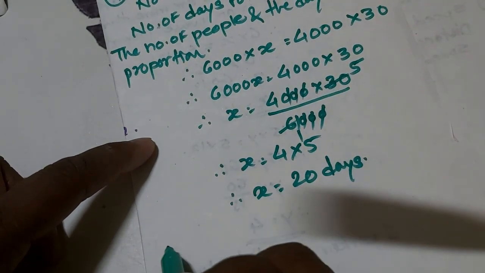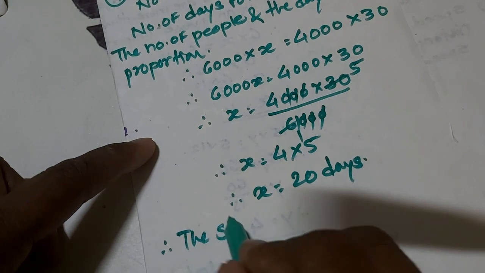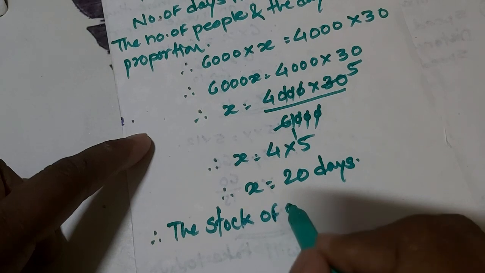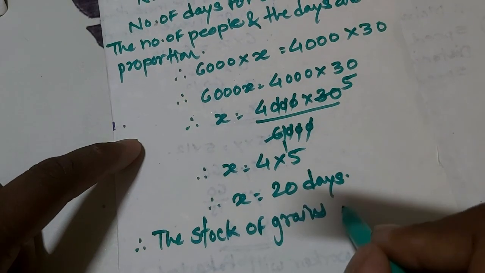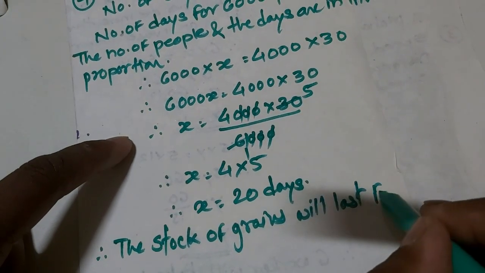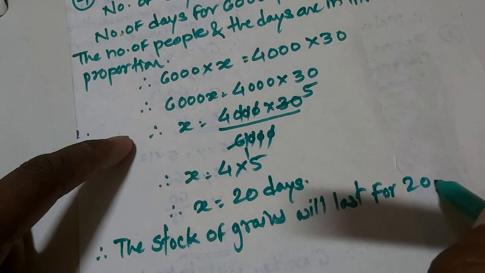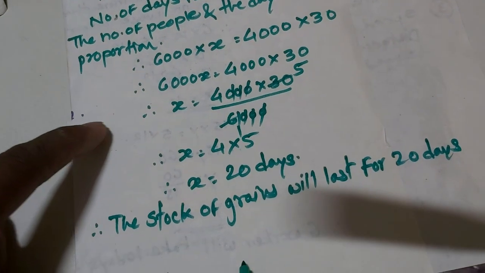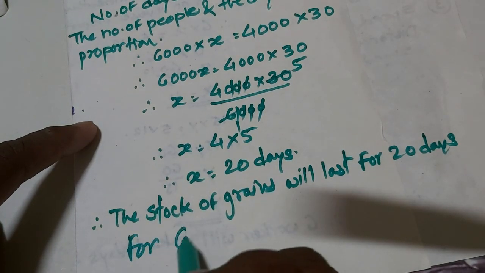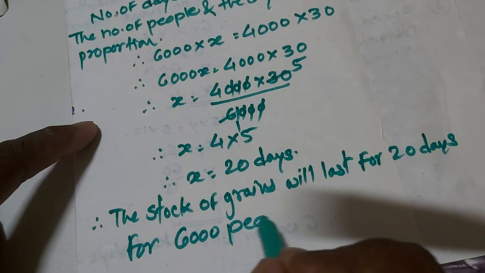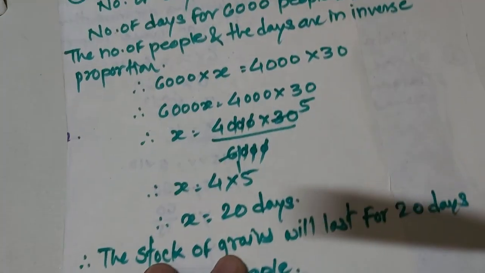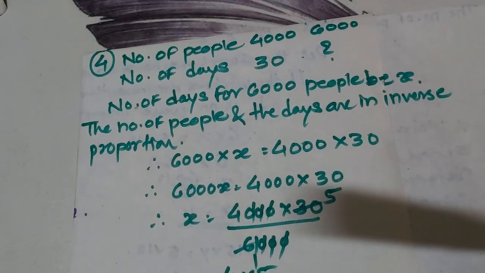Now you have to write in a full sentence what they ask. The stock of grains will last for 20 days for 6,000 people. Okay, so students, now I'll keep it here. You can take a screenshot.